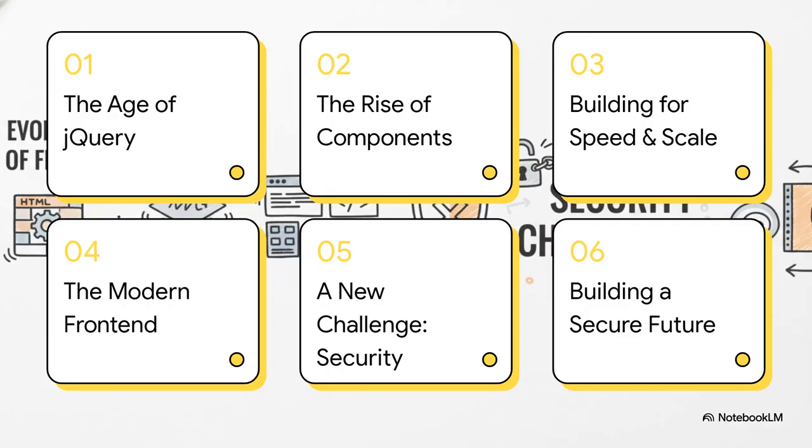Okay, here's the plan for our journey. We'll kick things off with the age of jQuery, then talk about the component revolution. After that, we'll look at the need for speed and scale and see where we are today. And then, this is the really important part, we're going to pivot to security and figure out what we can do to build a safer web.